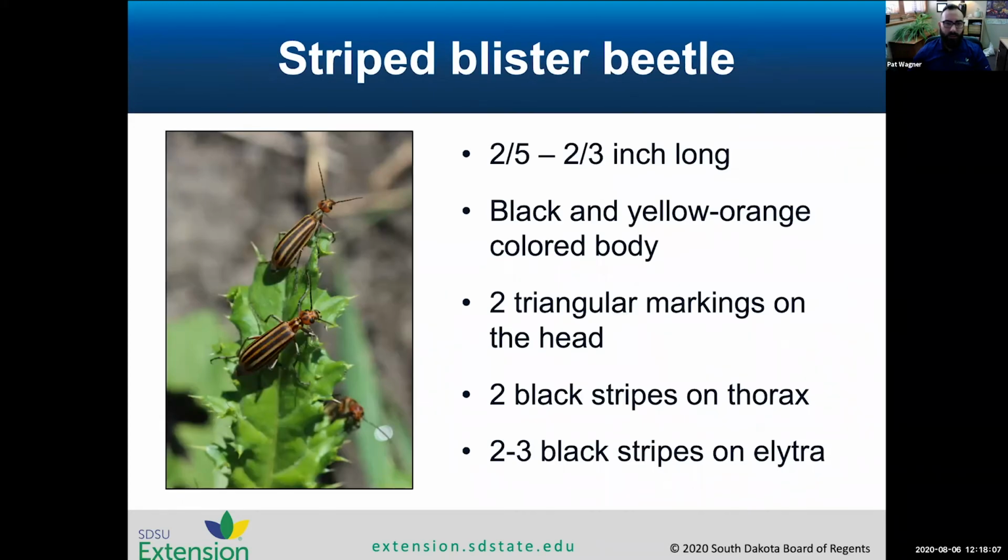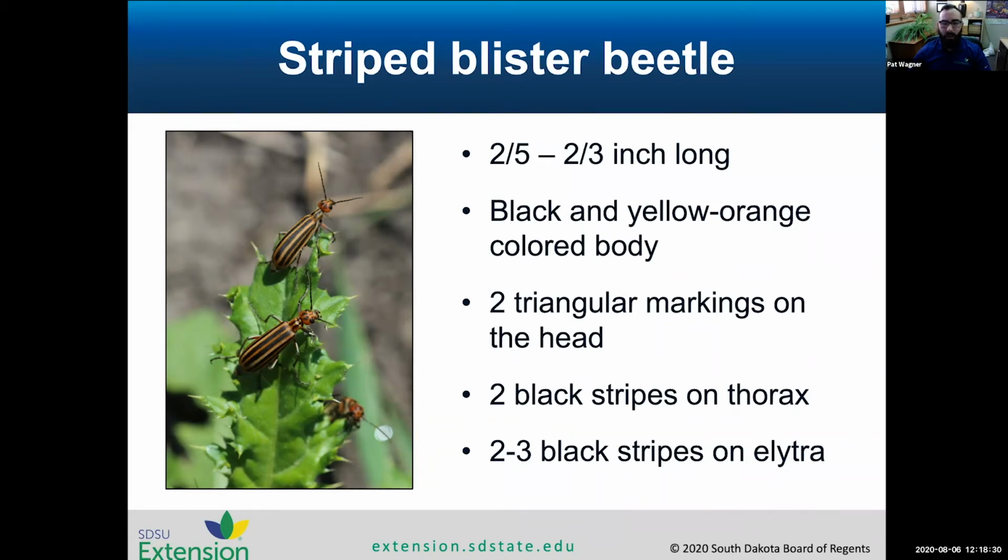So next is the striped blister beetle. So these are, again, those real toxic ones. This is anywhere from 2/5 to 2/3 of an inch. So again, a little bit smaller than those Immaculate blister beetles. But these are going to be black and either yellow or orange color. They'll have those stripes on them.